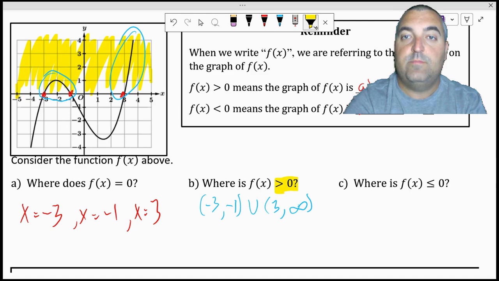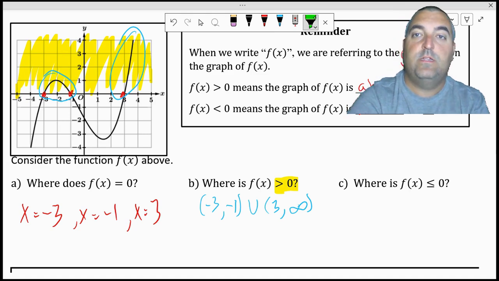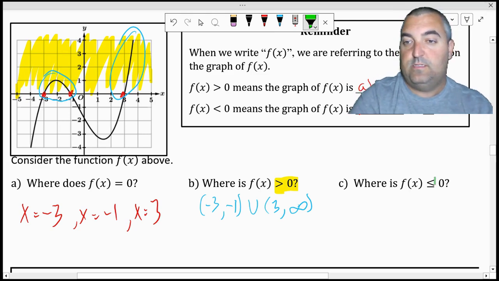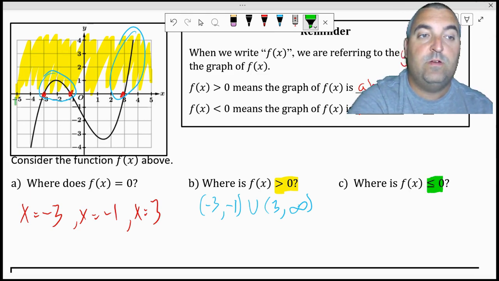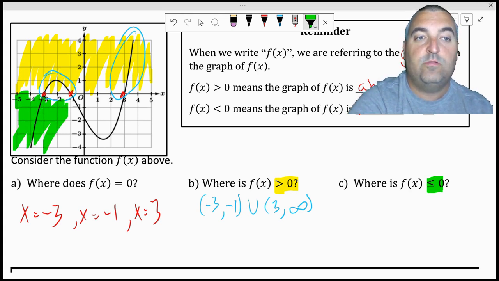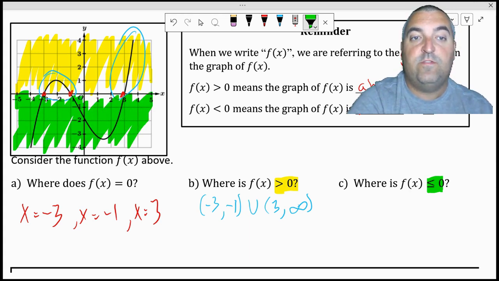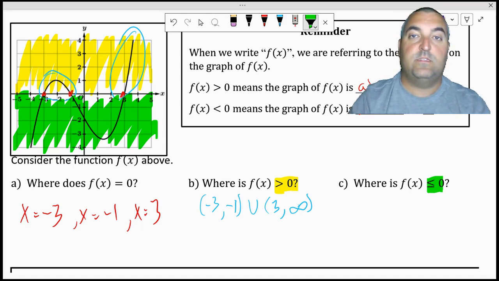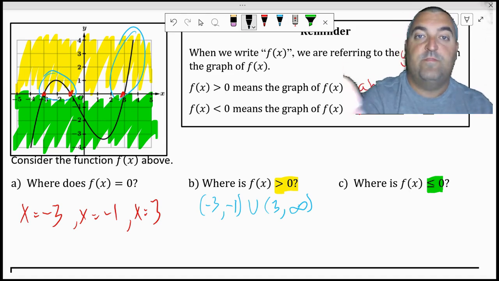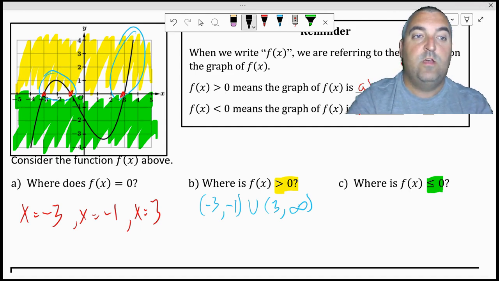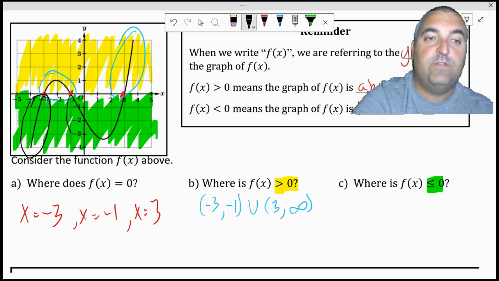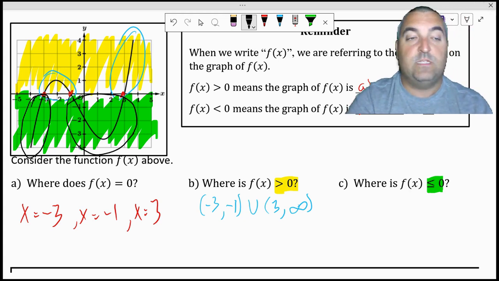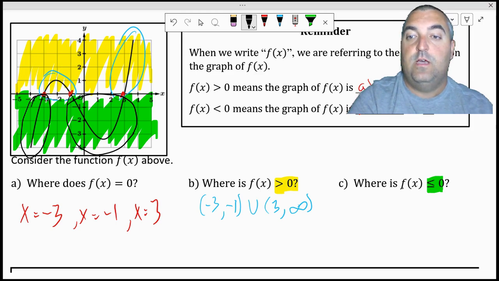And then, let me switch colors here. Let's go green. For this third question, where is f of x less than or equal to 0? Well, less than or equal to doesn't change what we're looking at. We're looking for the part of the graph that's below the x-axis. If we, again, highlight it here, we have 2 sections. We have this one, the way left side, and then we have this part in the middle, and we're asked where, so we're going to put the interval of the x values.